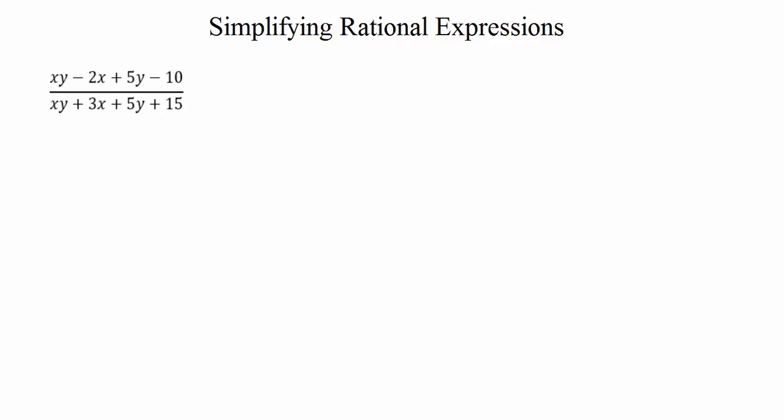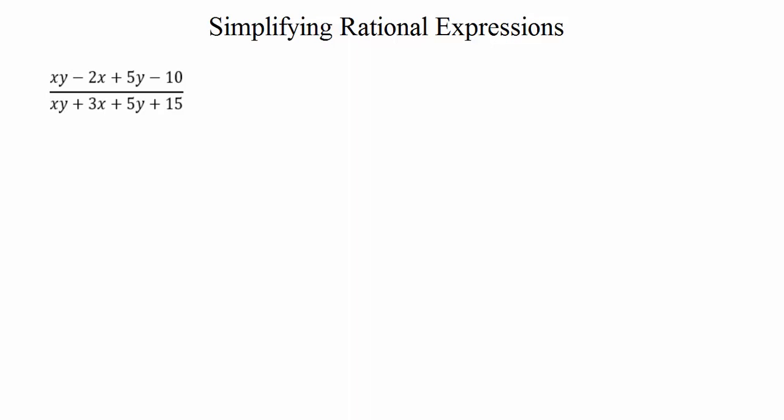Okay, so here we have our last example of simplifying a rational expression. The first step in simplifying a rational expression is to factor the numerator and to factor the denominator. So taking a look at my numerator and my denominator here, the first thing that I see is that I have 4 terms in each one. 4 terms generally means factor by grouping.